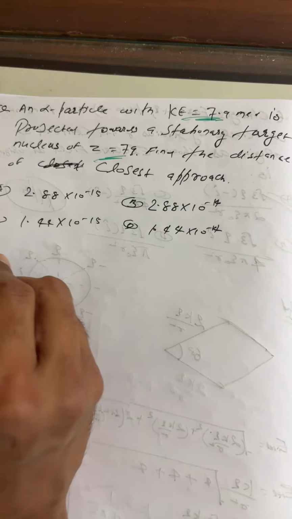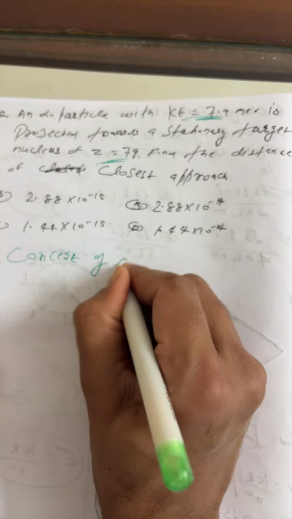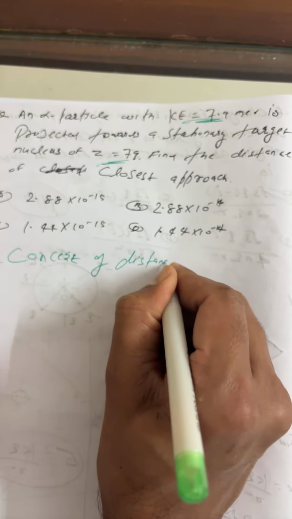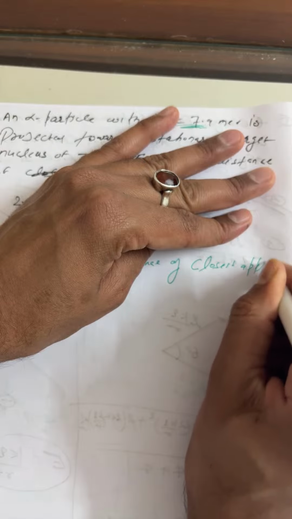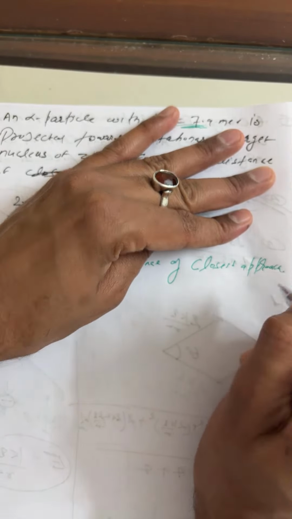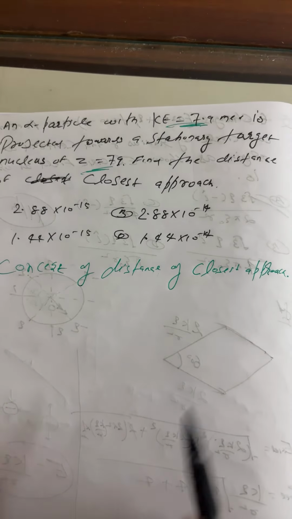There are three cases, students, for closest approach. Yes, Manish, correct. This is the concept of distance of closest approach. So this is case one here. What they asked, beta, this is case one only.